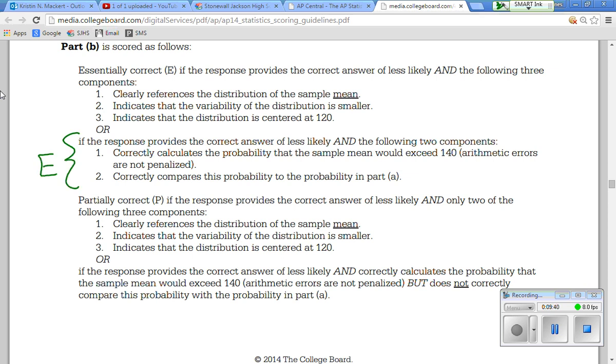How about you guys? Tell me what you did. Did you do that? Did you find the new one and calculate its probability? You're looking at me like I have 5 heads. What's going on? Did you just not do that at all?